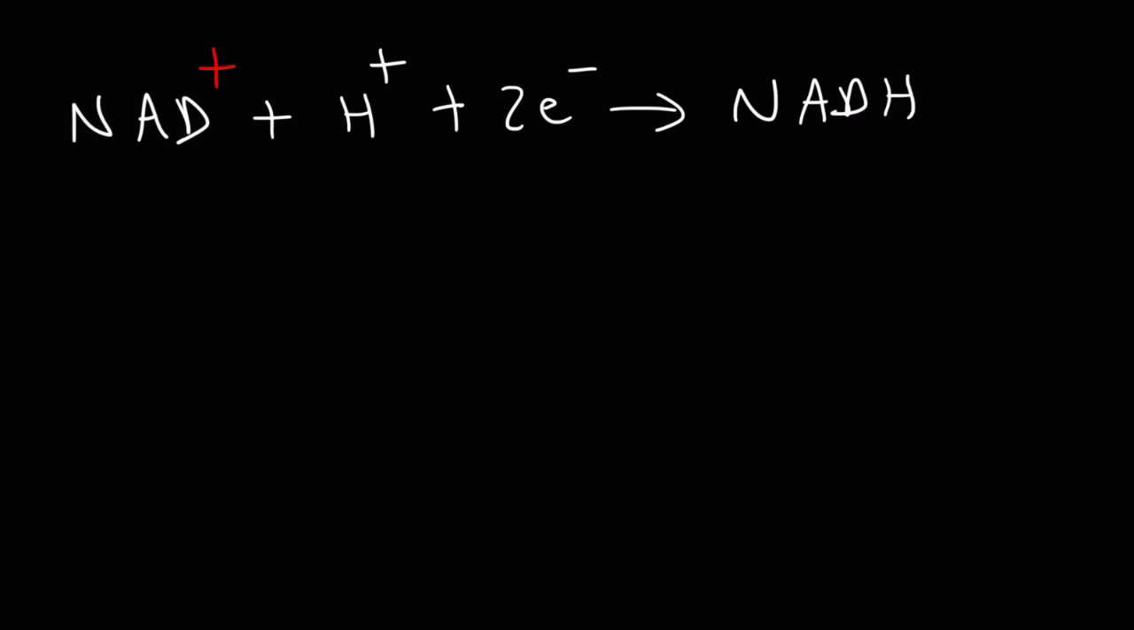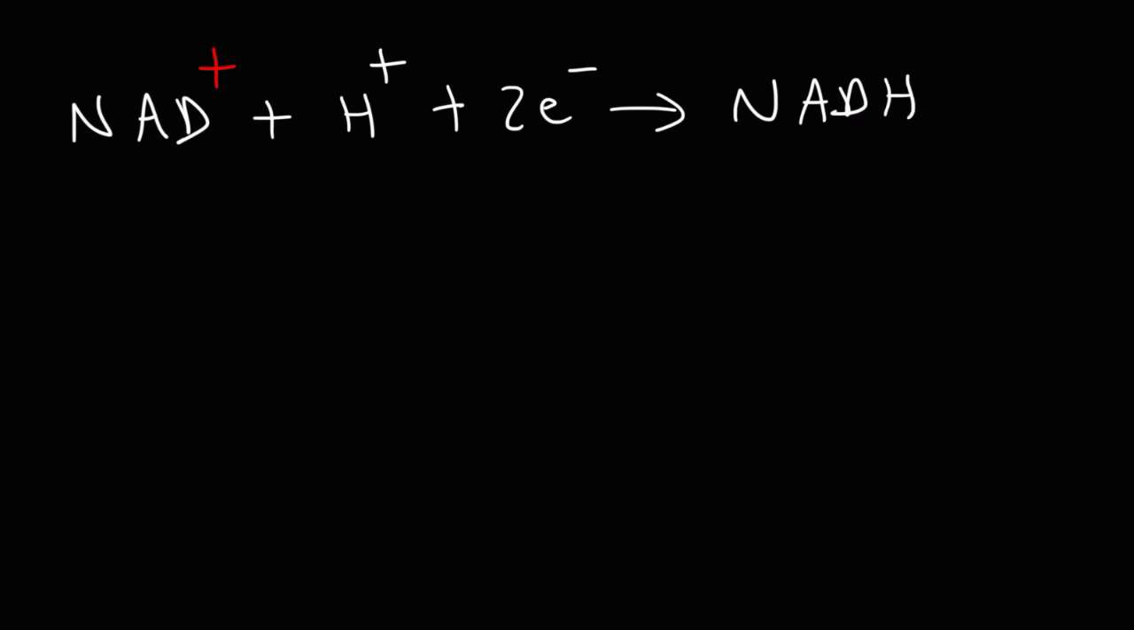Carbon dioxide is a product. FADH2 is another intermediate like NADH. So it's not an overall product in this reaction. The answer is D. Number two, which of the following does not occur in cellular respiration?